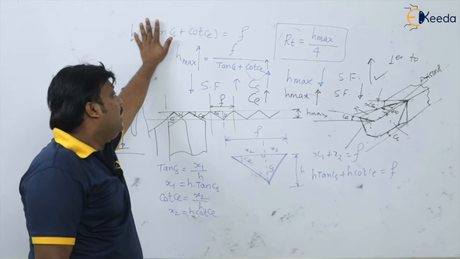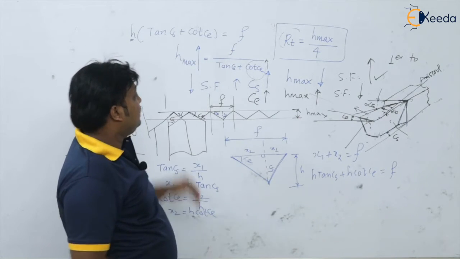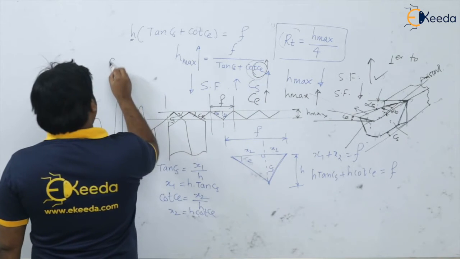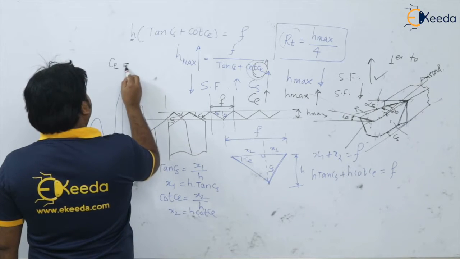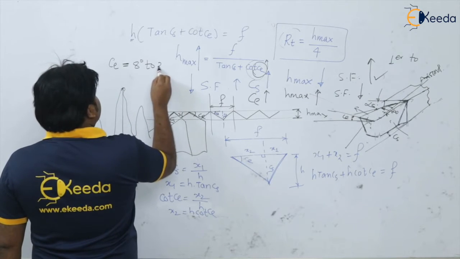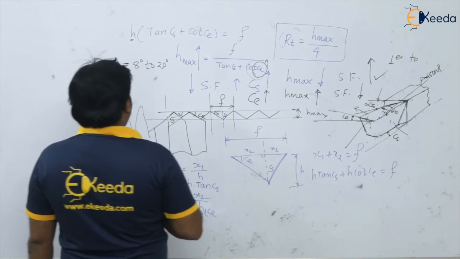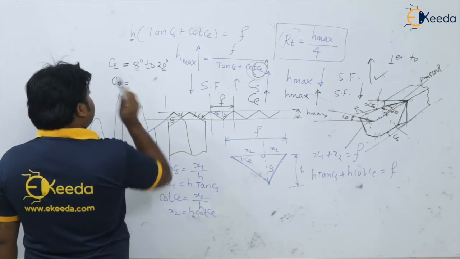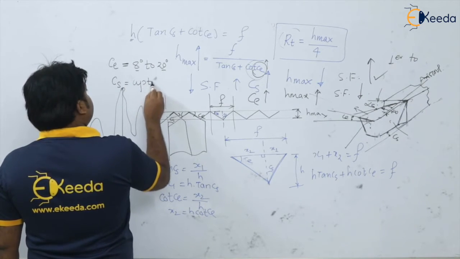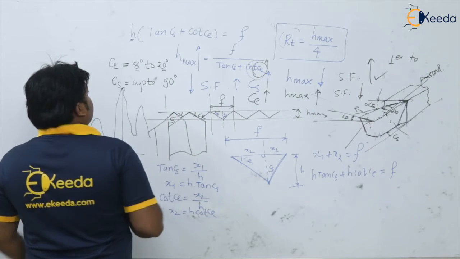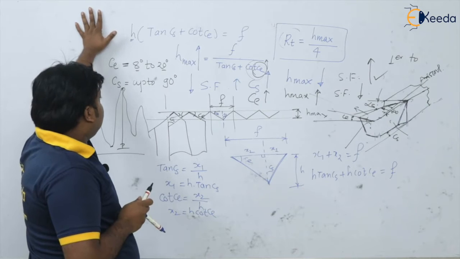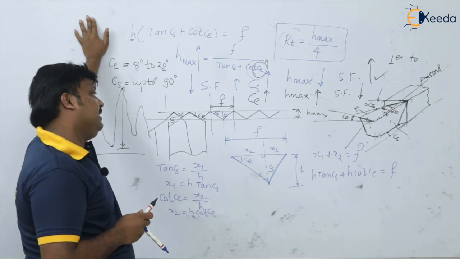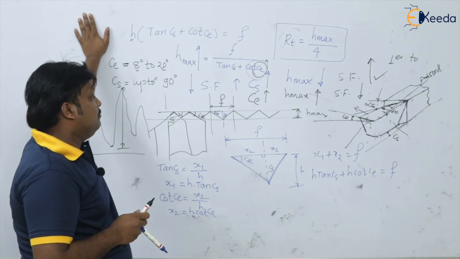That is an important thing. See the value of CS and the value of CE. Actually, the value of CE can be from 8 degree to 20 degree, whereas CS we know is up to 90 degree, because CS is equal to 90 minus lambda, lambda is equal to 90 minus CS. So CS value is up to 90 degree and CE value can be from 8 degree to 20 degree. Please remember, very very important.